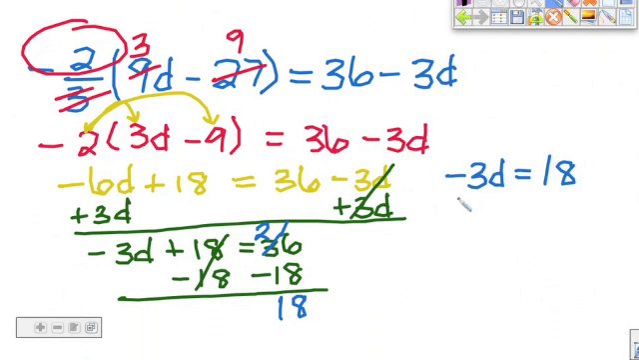Now, to get that d by itself, I'm going to divide by -3. These cancel. D falls down. And 3 goes into 18 6 times. A positive and a negative equals a negative.